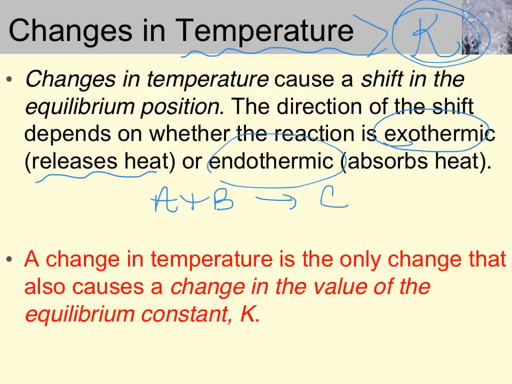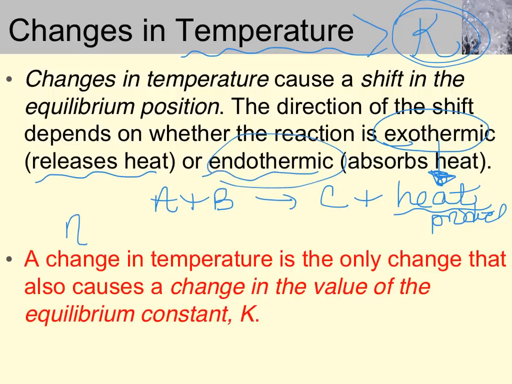If a reaction is exothermic, we show heat as a product. Remember, exothermic means a system is giving off or producing heat. So we treat heat as a product in an exothermic reaction. It's being given off or produced. If, on the other hand, a reaction is endothermic, that means it requires heat in order to produce product. In that case, we're going to treat heat as a reactant.